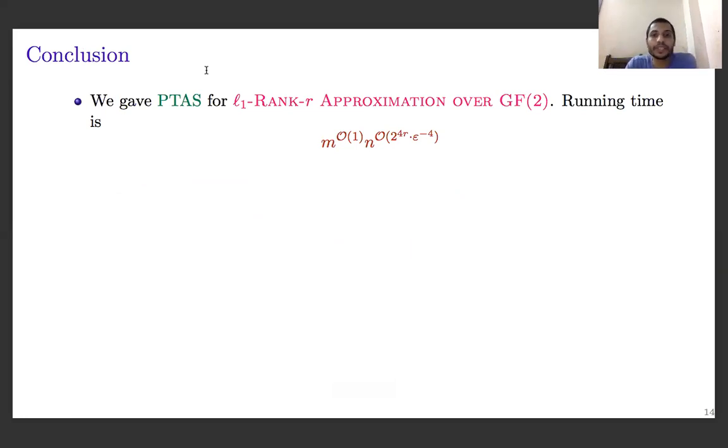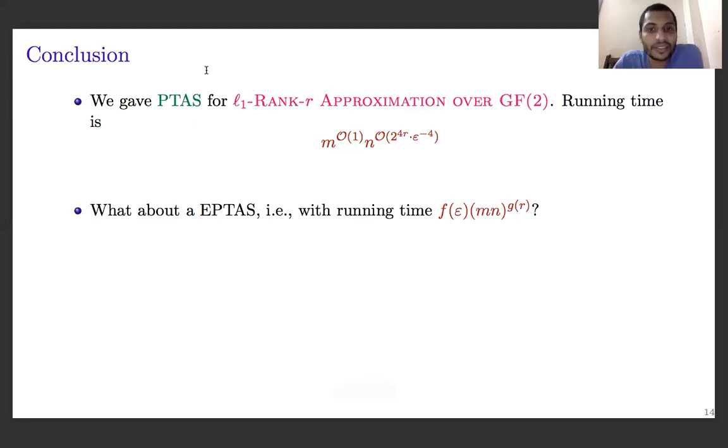In this paper, we gave a PTAS for L1 rank R approximation over GF(2). That is, we are given a matrix A and I want to find a matrix B of rank at most R such that the column sum norm of A minus B is minimized. And the running time is m to the order 1, n to the some function of r comma epsilon. Now it is natural to ask, can we get an EPTAS, or in other words, an algorithm with a running time f of epsilon times n times m to the power g of r, assuming r is a constant? Then if r is a constant, this running time is an EPTAS, right?